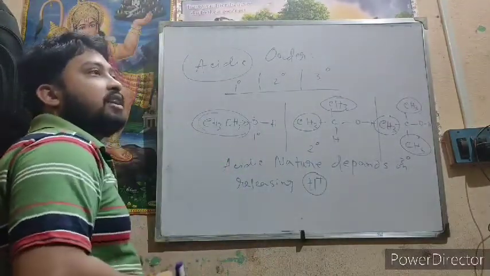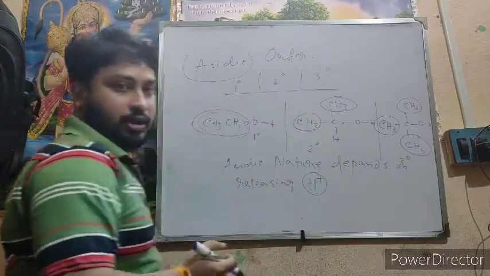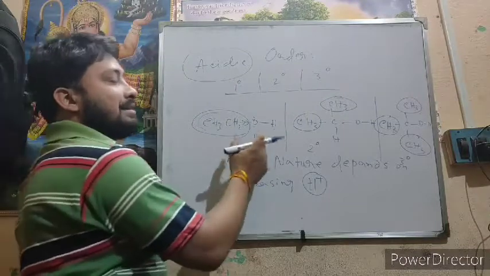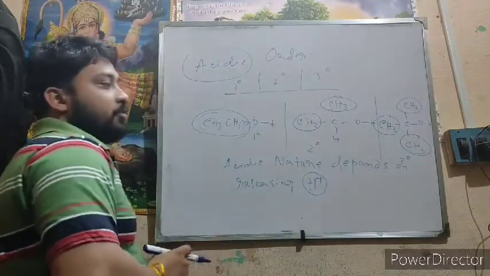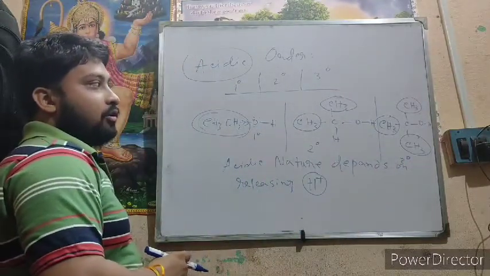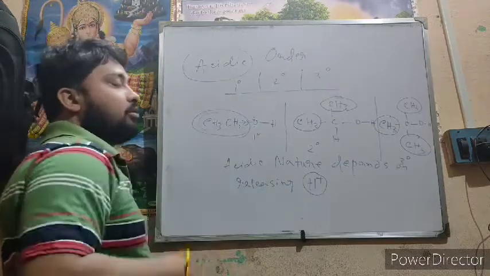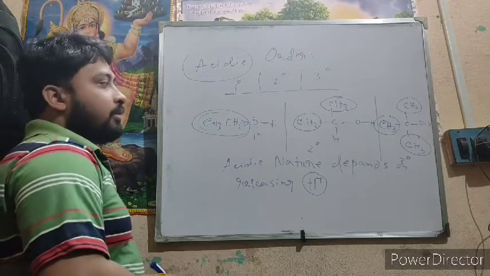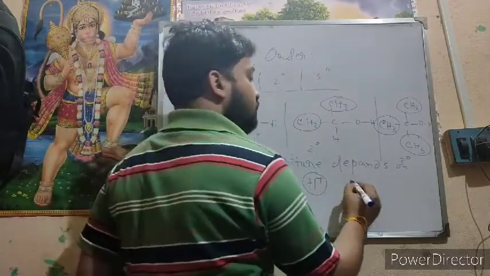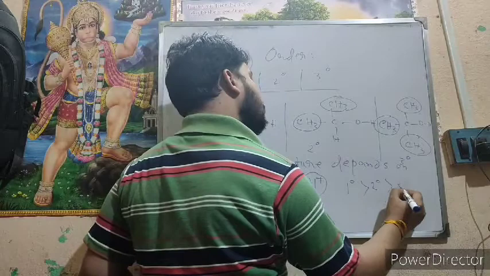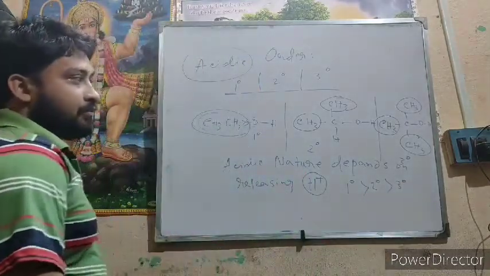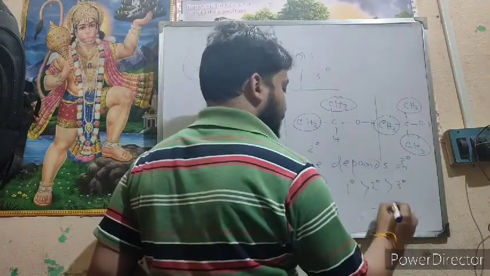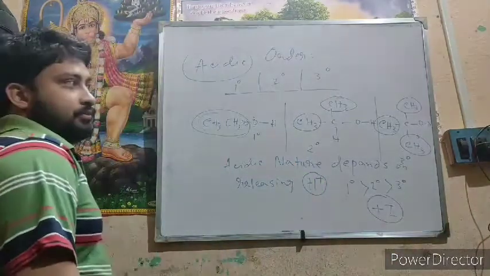So the acidic nature depends on releasing hydrogen. If we compare the releasing tendency of 1 degree, 2 degree and 3 degree alcohol, we see that 1 degree alcohol releases it more easily. So 1 degree alcohol is more acidic compared to 2 and 3. So this is the answer. The answer depends upon the inductive or plus I effect. Okay.